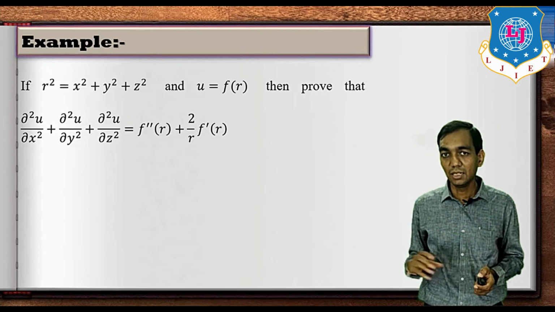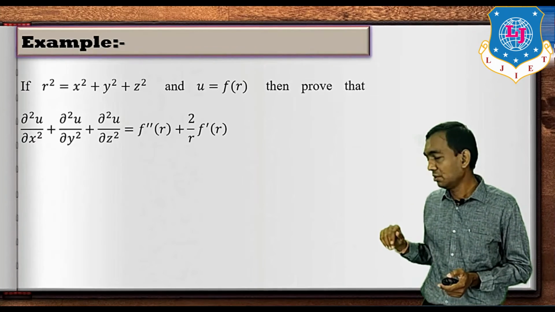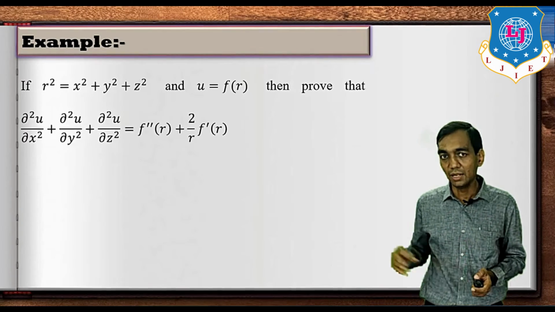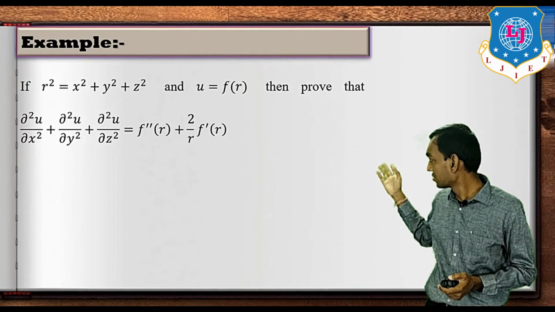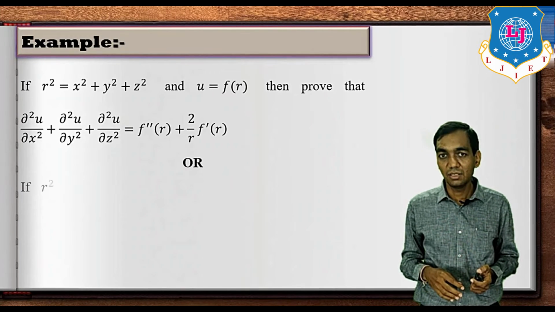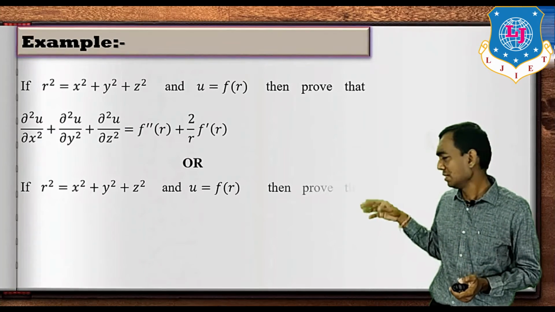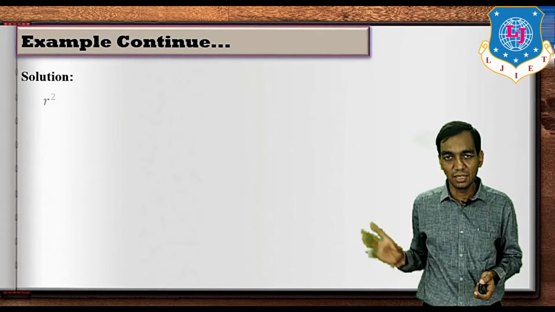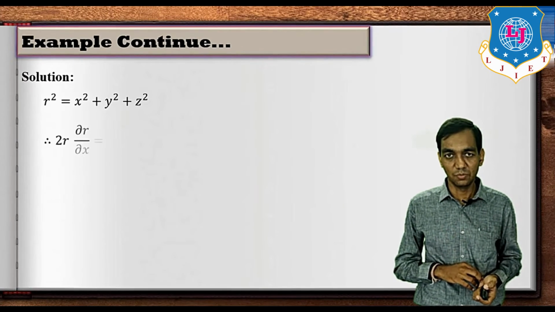Now see, here u is not given, only it is given that u is a function of r. And you have been given that r² is equal to x² plus y² plus z². So again we are starting with r², or instead of this, the question may be asked in the form of nabla, then also the method is going to be the same.